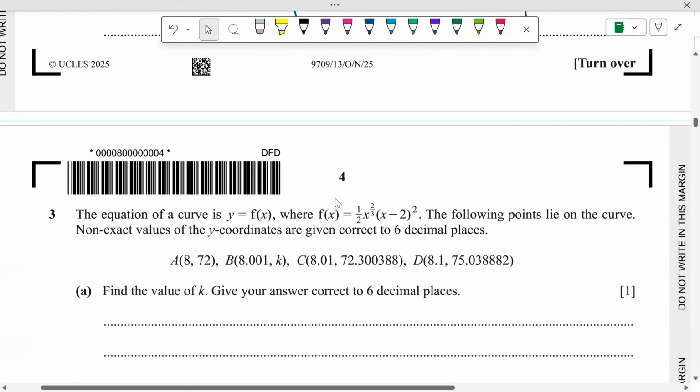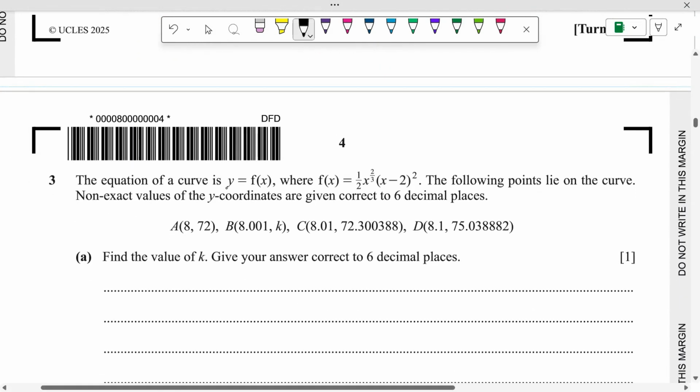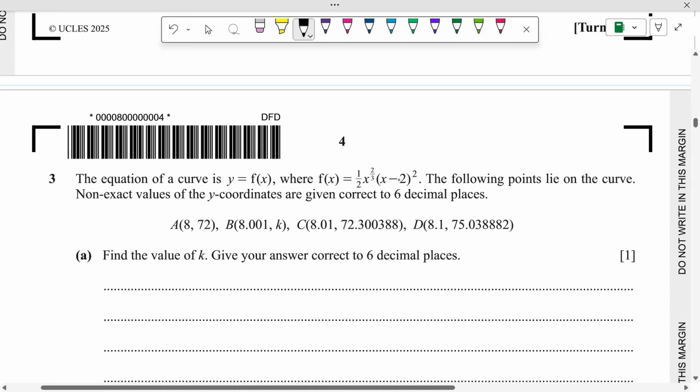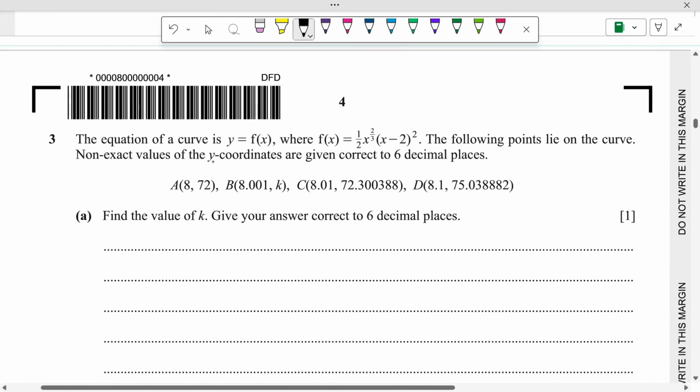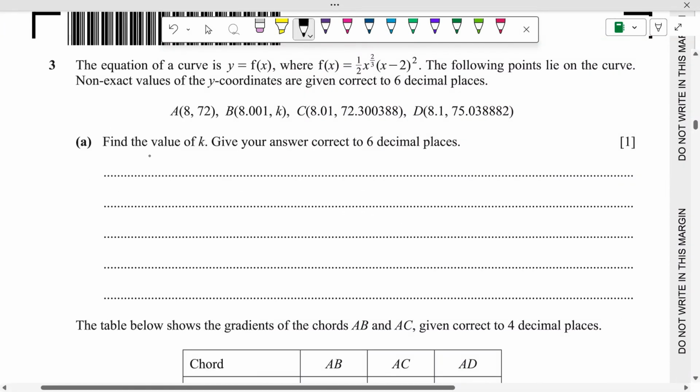Okay, let's move to question number 3. The equation of the curve is y equals f of x, where f of x equals 1 over 2 times x to the power of 2 by 3 times (x minus 2) whole square. The following points lie on the curve. Non-exact values of the y coordinate are given correct to 6 decimal places. Find the value of k. Give your answer correct to 6 decimal places.